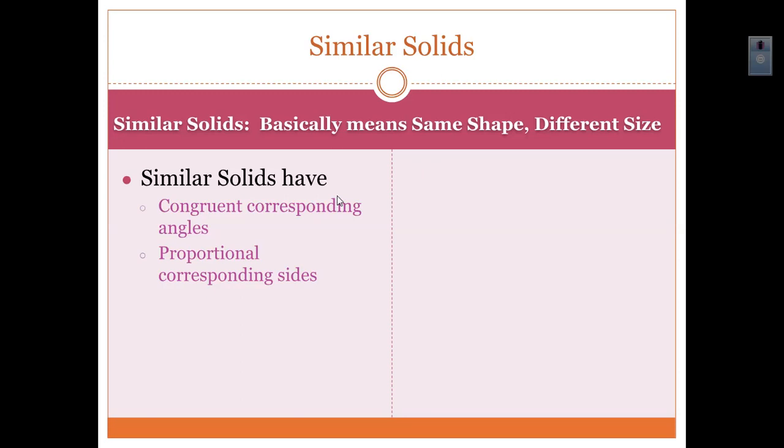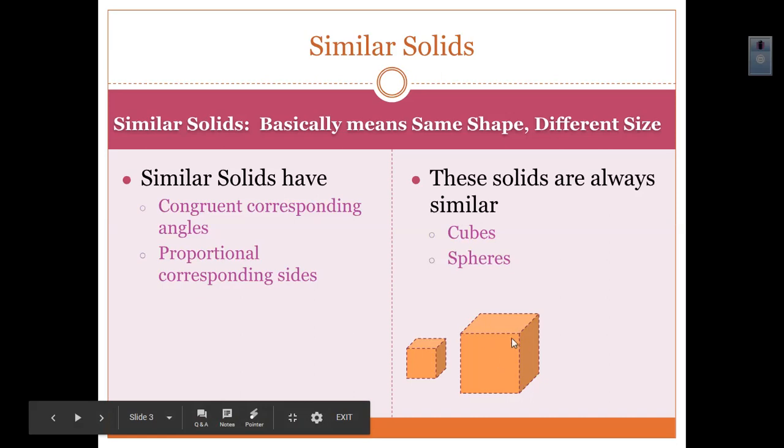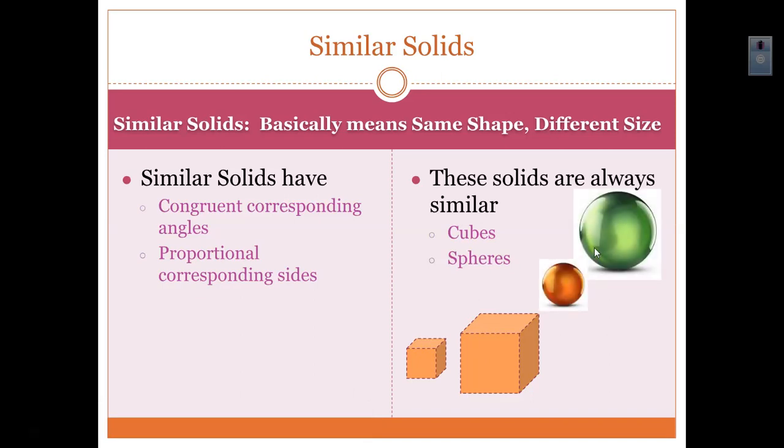So there are a few solids that are always going to be similar. These solids are cubes and spheres, because they only have one variable. There's only a side length in a cube. Every side is the same length. So this side would compare to this side, because these would be the same length, or just one is bigger than the other. Now spheres, the only variable in this one is going to be the radius. So as the radius gets larger, your sphere gets larger, but it still remains a sphere.